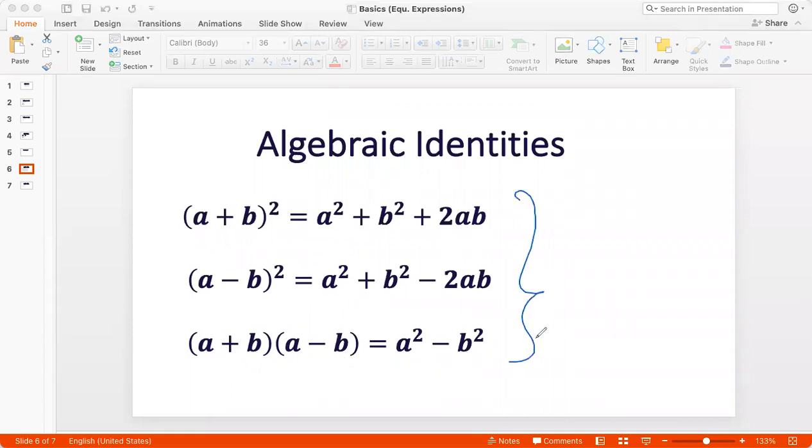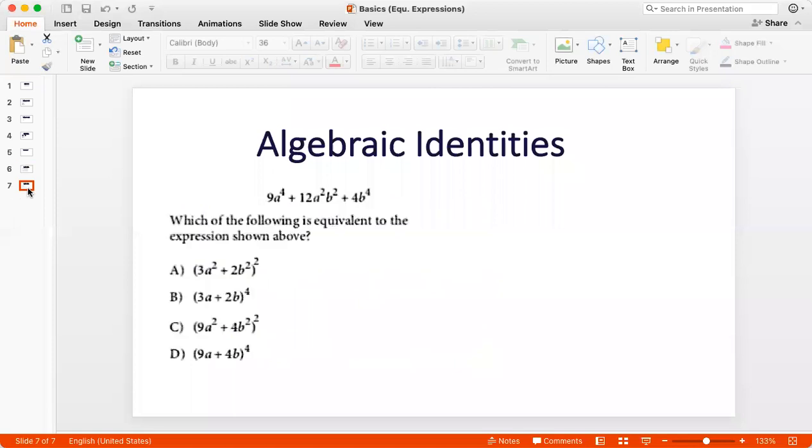These are used, in fact, not just in equivalent expressions, but in many places when we complete the squares in parabola and circle questions. Otherwise also, these are very important identities, right? So please remember all three. And let's look at a sample question for how they are tested.